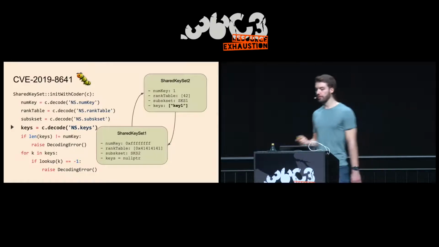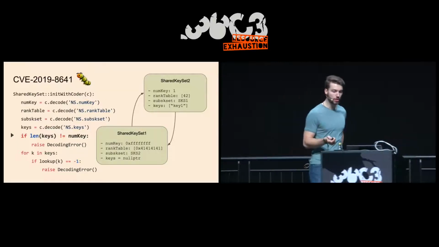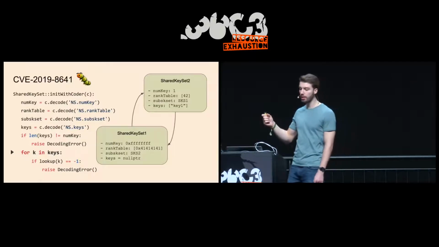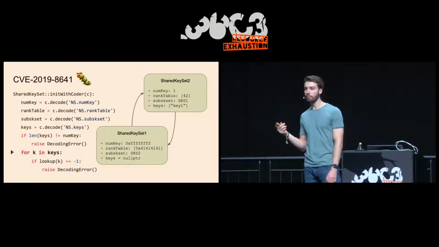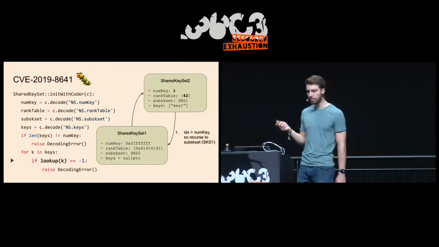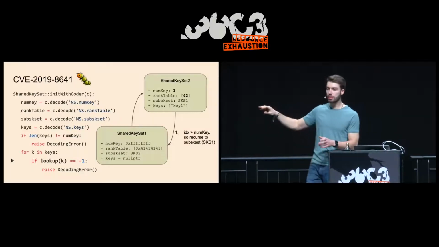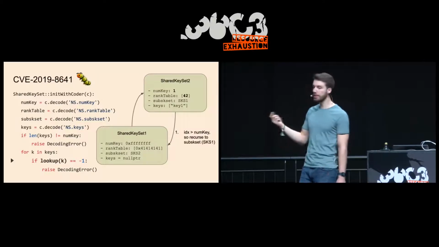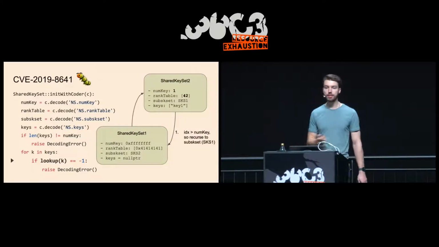Okay, next it decodes the keys array. So this is fine. Shared key set 2 seems legitimate so far. And now it's doing some sanity checking where it's making sure that this shared key set can look up every key. And so it does this for the only key it has, key 1. Now at this point, remember, it's hashing the key, going into the rank table. It takes out 42, which is bigger than numKey. So in this case, the lookup here has failed. And now it's recursing to shared key set 1.